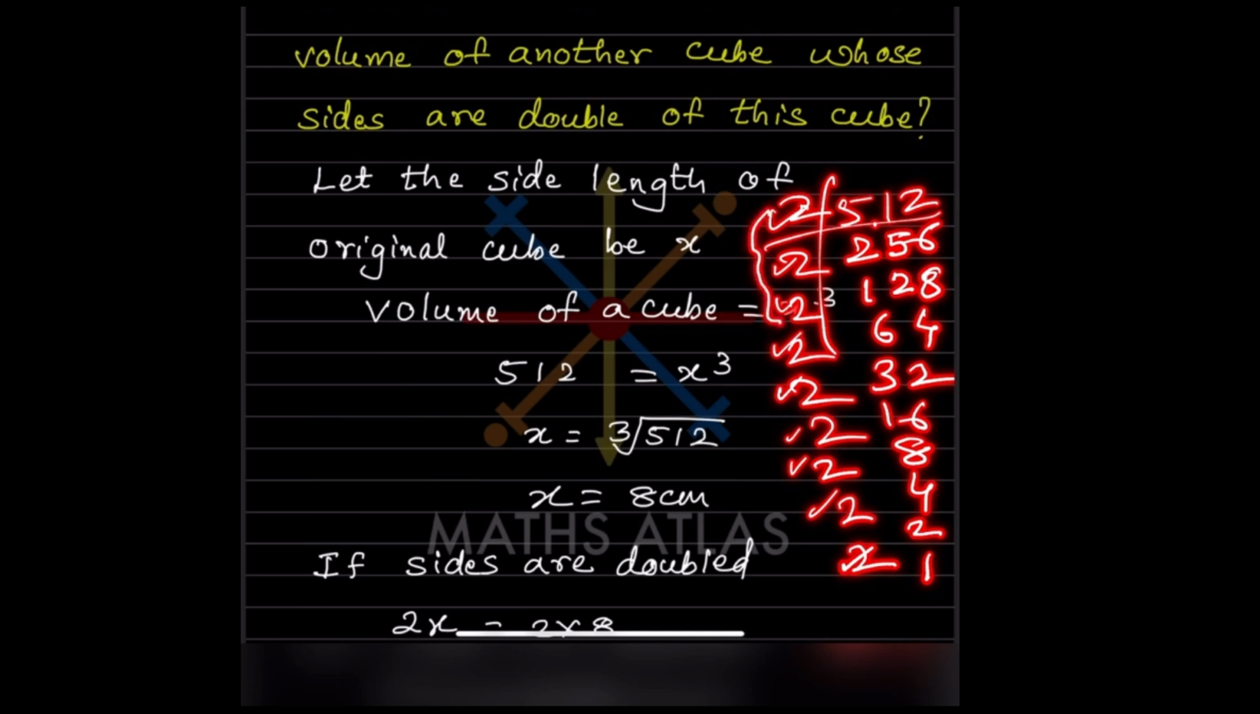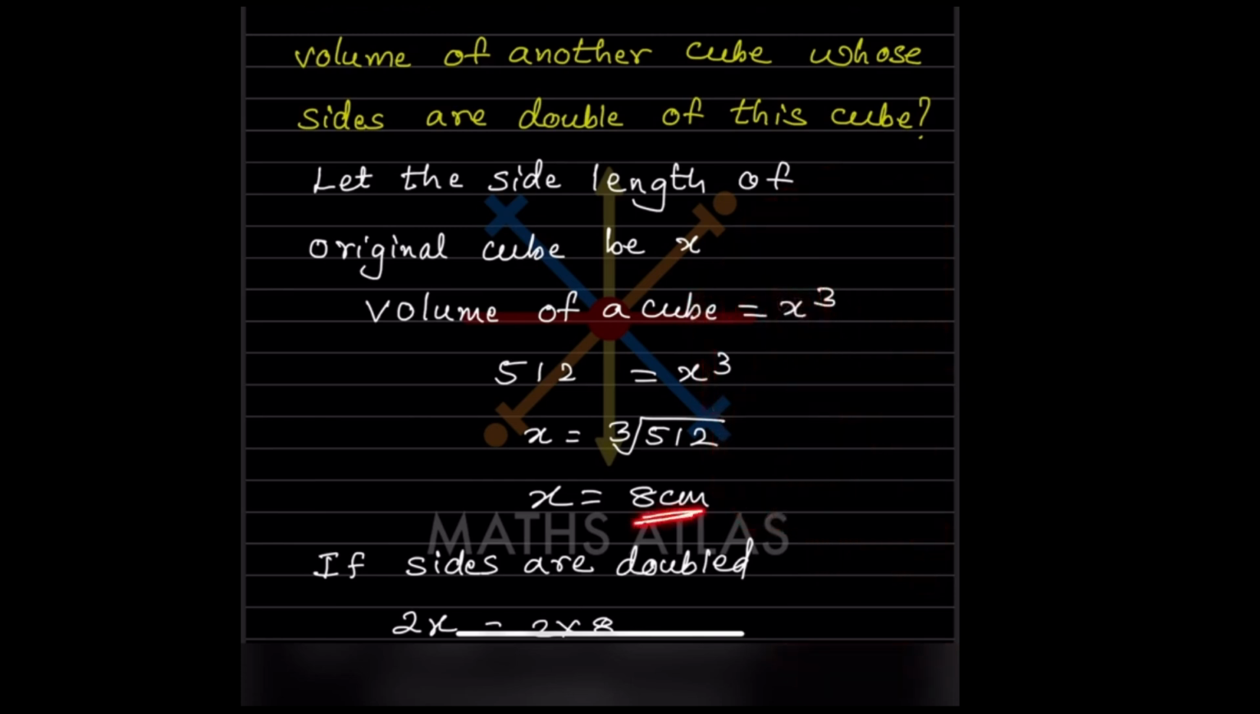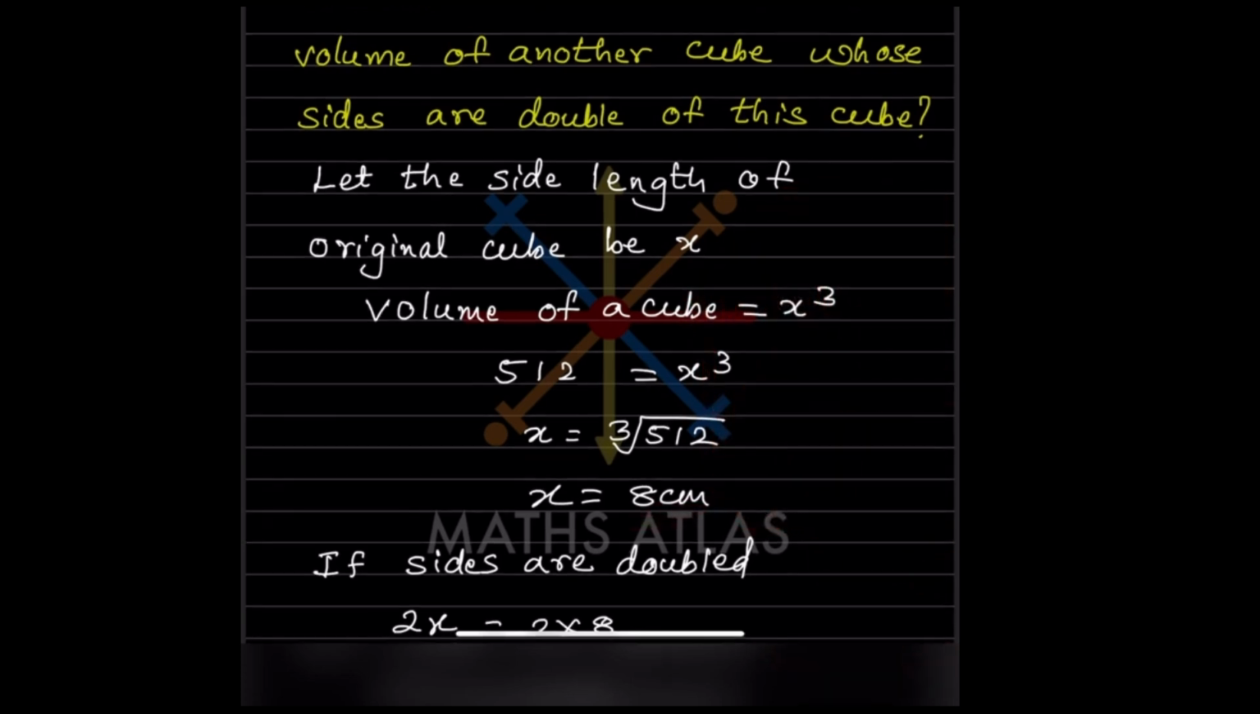So we make groups of 3 each. This gives us 2, 2 and 2, and then you multiply these. 2 twos are 4, 4 twos are 8. So we get 8 centimeters. So the side length of the original cube is 8 centimeters.